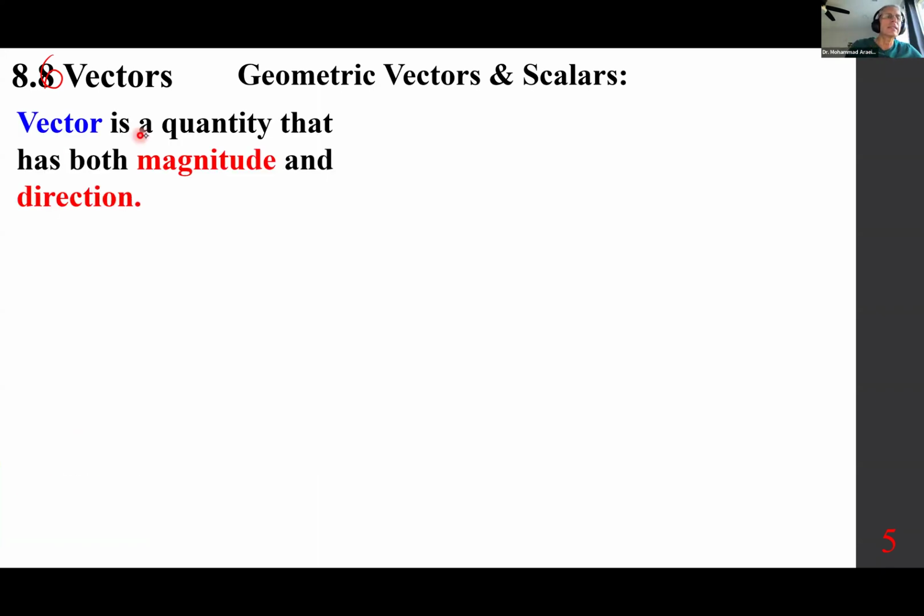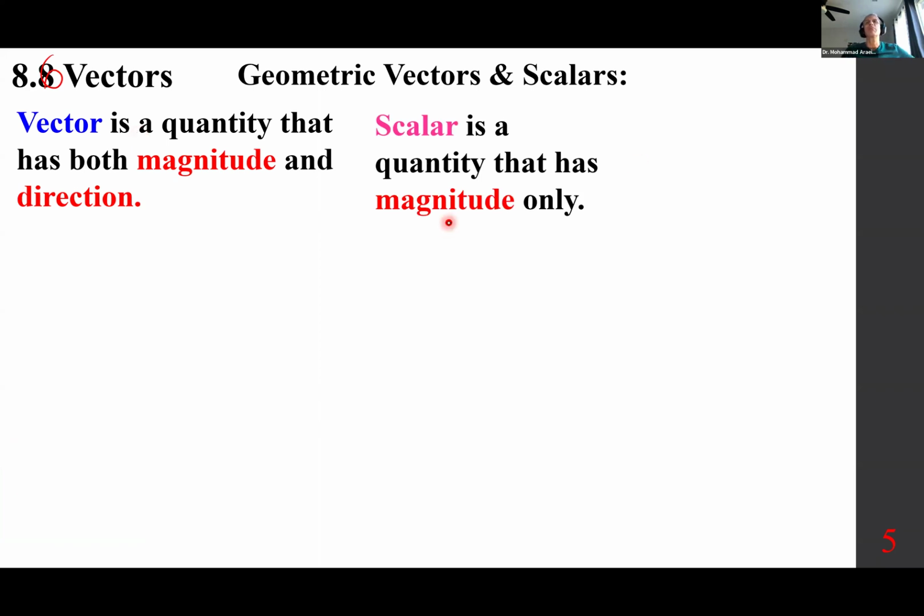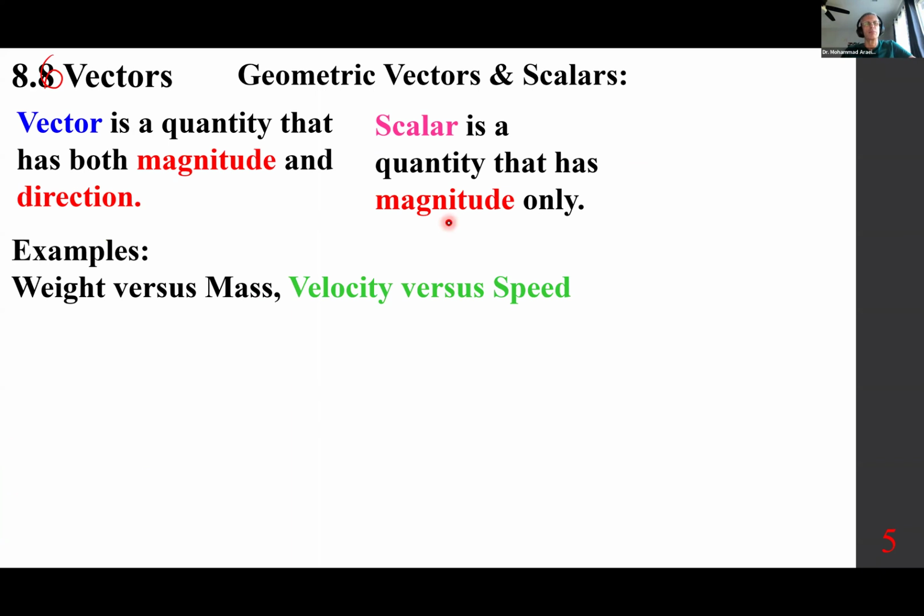A vector is a quantity that has both magnitude and direction. A scalar is a quantity that has magnitude only. Examples: weight versus mass, velocity versus speed. In other words, magnitude as well as direction. So in a positive direction, we go with a positive value. In the negative direction, we go with a negative value. Its absolute value, its magnitude, becomes scalar in essence.